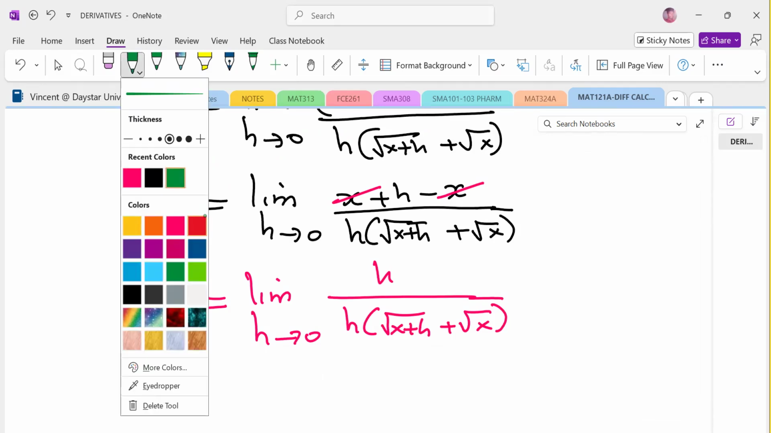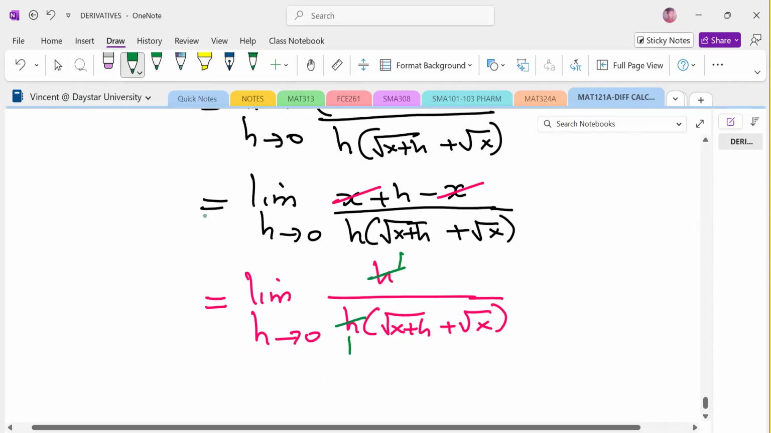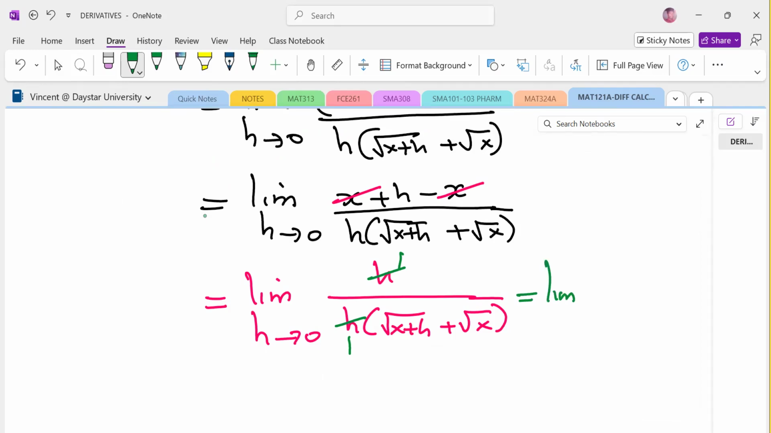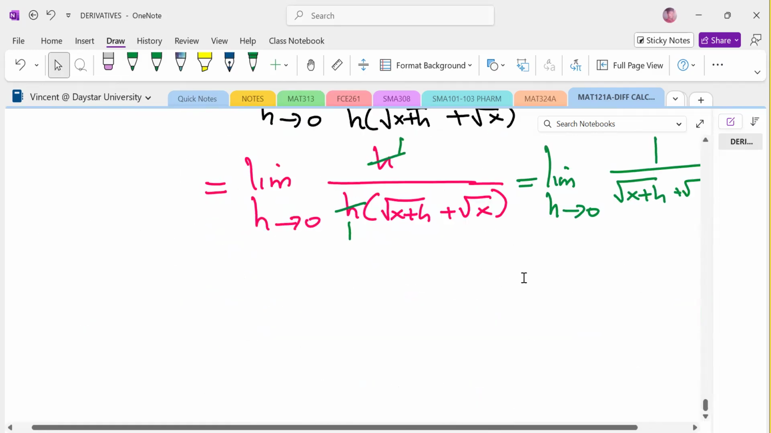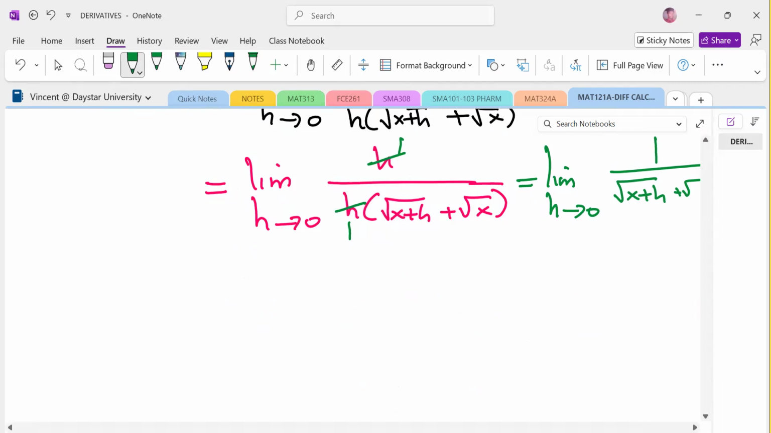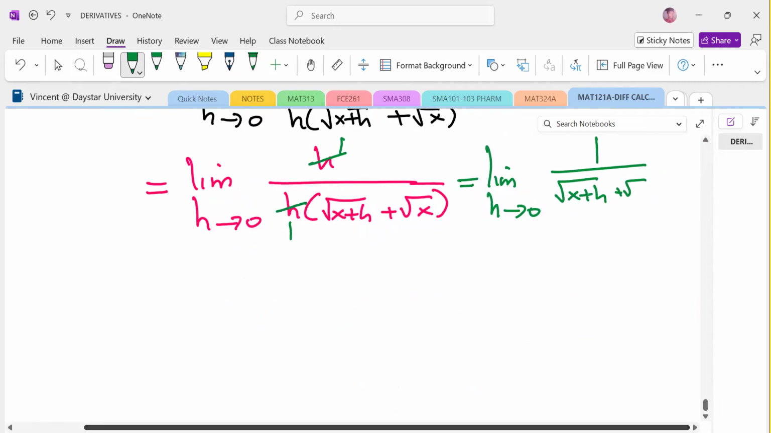Then this h and this h cancel out. So we'll just have the limit as h approaches 0 of 1 over square root of x plus h, and then plus square root of x. Now we can apply direct substitution, which will be 1 over root x plus 0 plus root x.